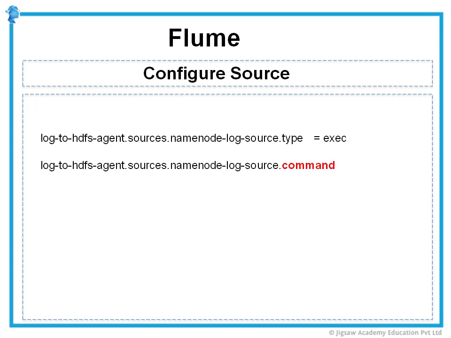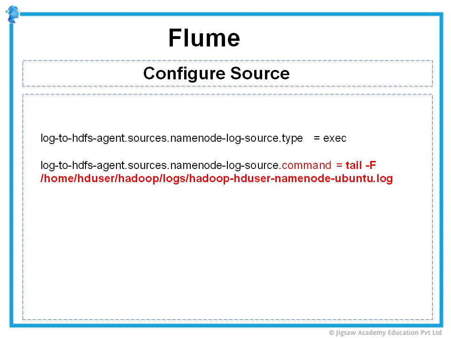Then depending on the type of the source, the properties that need to be set vary. Some properties are optional and some are mandatory. For exec source type, the command that needs to be executed is mandatory. So I set the command property using this line of code. We will set this to the path of our name node server log, which is in my home directory under Hadoop and inside the logs directory.